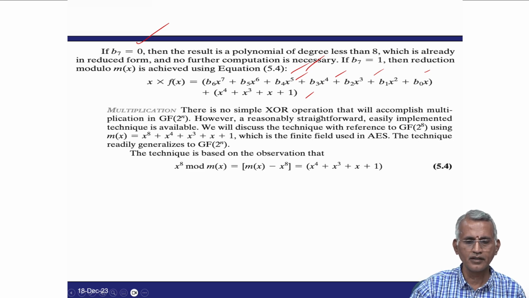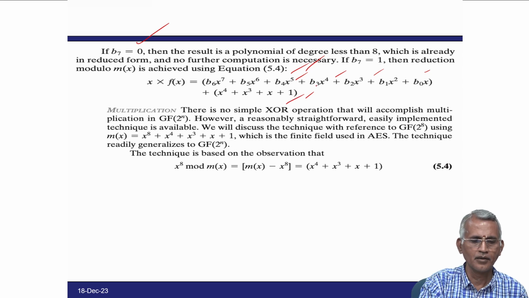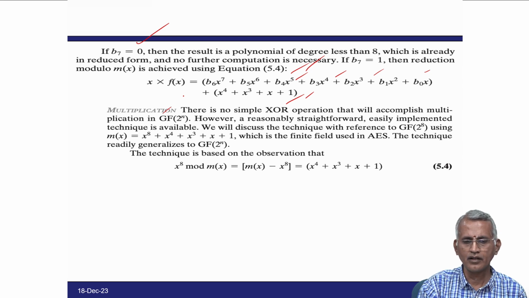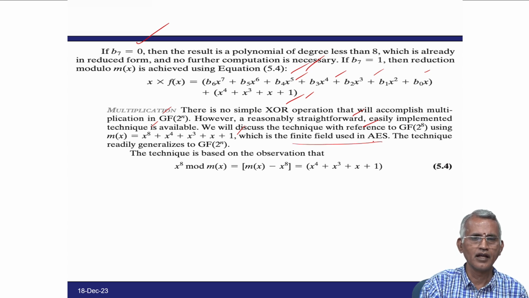For the multiplication, there is no simple XOR operation that will accomplish multiplication in GF of 2 power n. However, a reasonably straightforward, easily implemented technique is available. We will discuss the technique with reference to GF of 2 power 8 using m of x equal to this, which is a finite field used in AES.